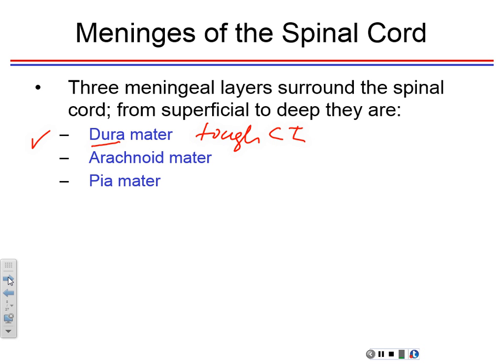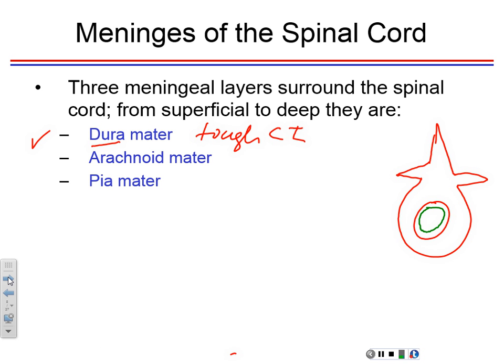Okay, and you know how this is. What is this? What's that? That's a vertebra, right? Is it that bad?